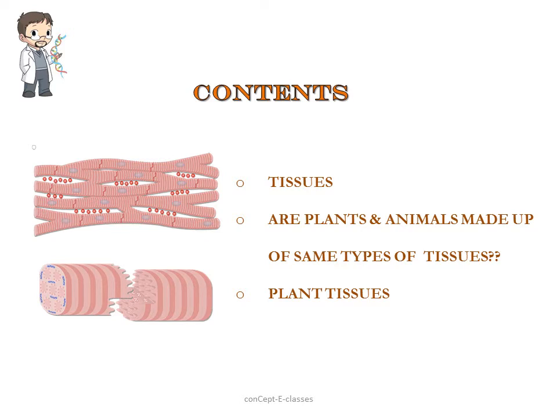So first we will see an introduction of tissues. Then we will discuss if plants and animals are made up of the same types of tissues. And in this part, we will see some of the plant tissues. And in the next part, we will discuss animal tissues.